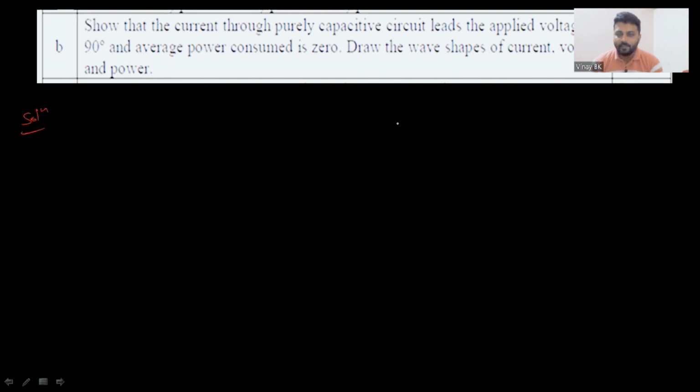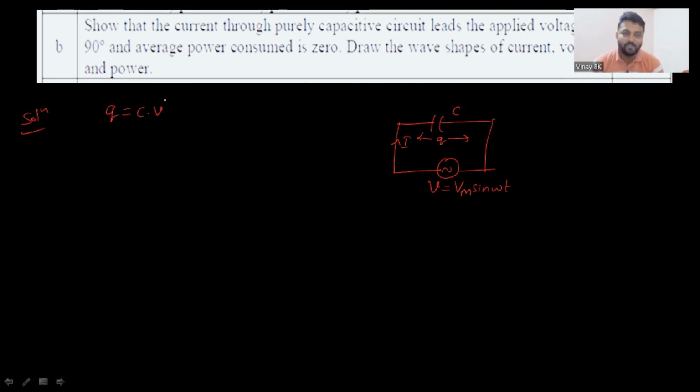So consider a circuit which consists of capacitor C across AC supply, that is, instantaneous value of voltage V is given by Vm sine omega t, and current I is flowing through C. Whenever the supply is given to the parallel plate capacitor, the current starts to flow through this capacitor and it starts to charge so that it has Q. So that charge is given by Q equals C into V, where V is the instantaneous value of voltage.